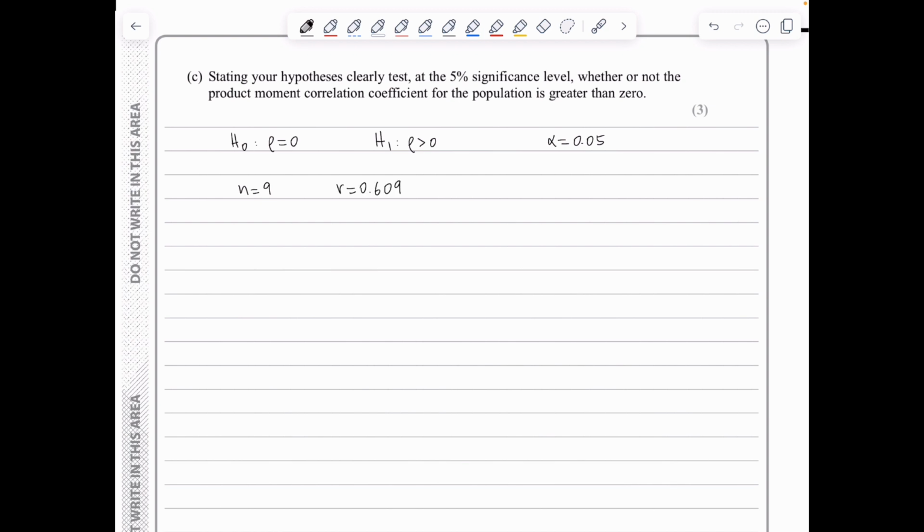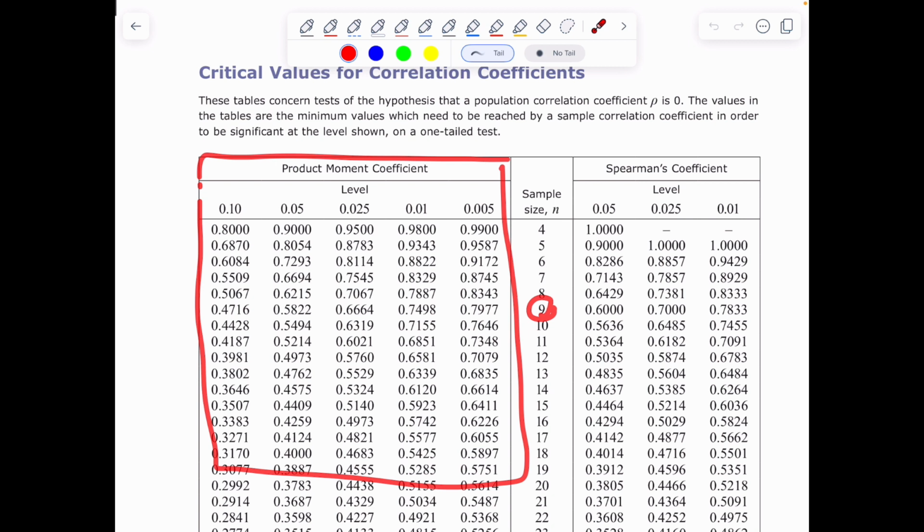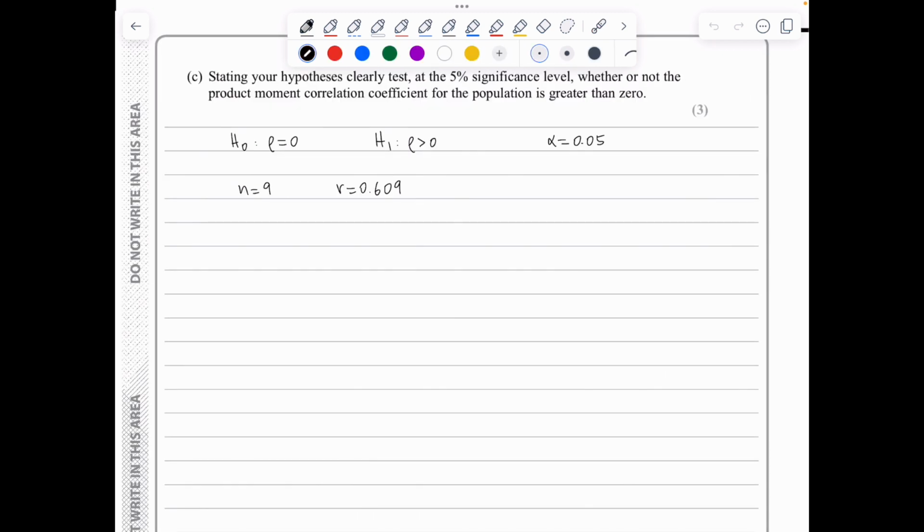0.609. We need to go to the table of critical values of the PMCC in order to see the critical value we will be using in this particular test. So going to the table, we're looking at the PMCC. The row for n is 9, and we are at a significance level of 0.05. So we see the 0.5822. So we need to write that the critical value here is exactly what we have seen from the table, 0.5822. And we now need to assess whether what we have seen, the 0.609, is significant or not.